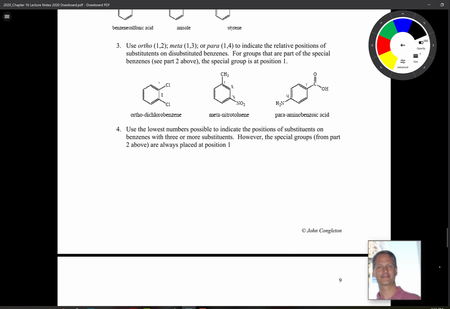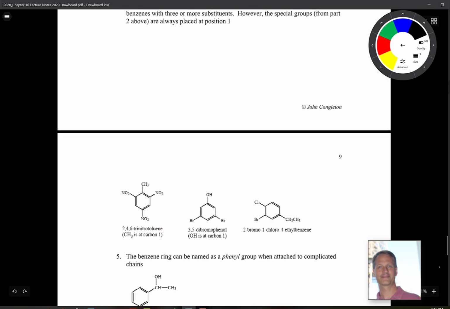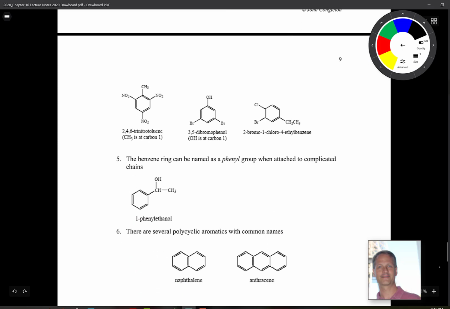As far as naming these larger things, we want to use the lowest possible numbers to indicate the position of the substituents. There are some special groups that we put at position number 1. So let's look at these examples. Here we have toluene, that's your parent, and we have substituents at 2, 4, 6: 2,4,6-trinitrotoluene, otherwise known as TNT. Here our parent is phenol, with substituents at 3 and 5, so 3,5-dibromophenol.